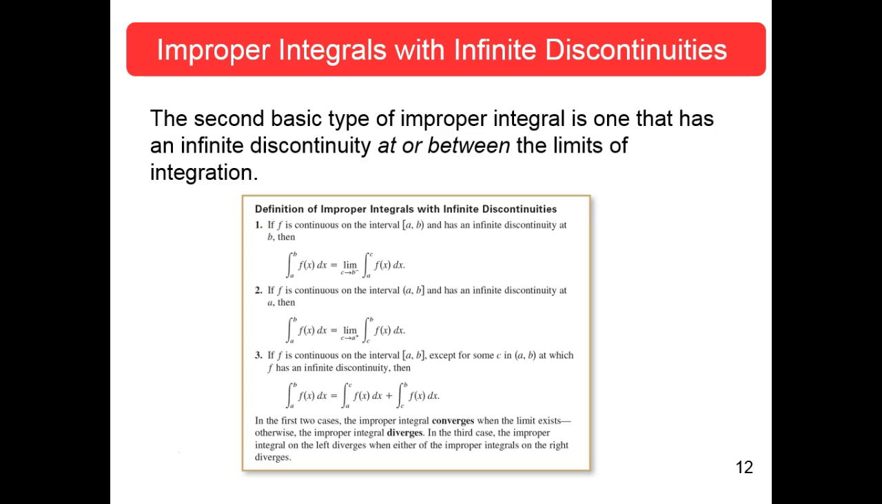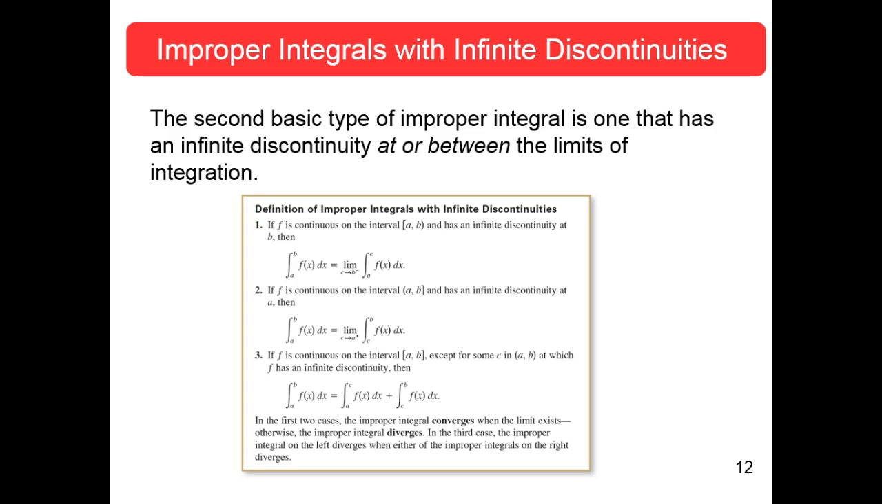Then what we do is take the integral from a to b of f of x dx, because f is continuous up to b, and then we take the limit as c approaches b from the left-hand side, from the negative side, of the integral from a to c of f of x dx. Figure out what that integral is, and then take the limit as c approaches b from the negative side.